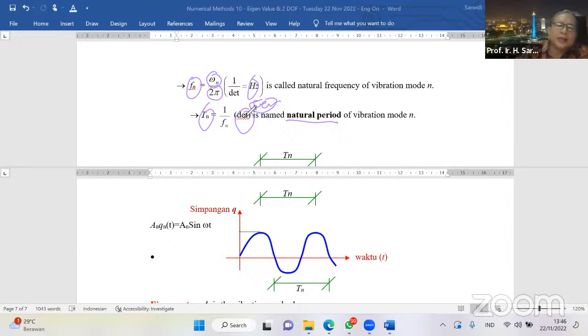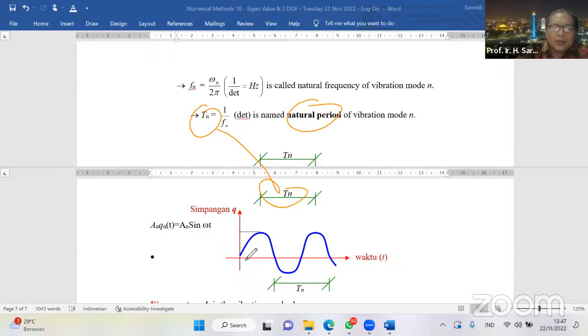Okay. So what is the n here? It is the natural period. If there is motion, this is the time, and this is the displacement, because this is basically displacement.